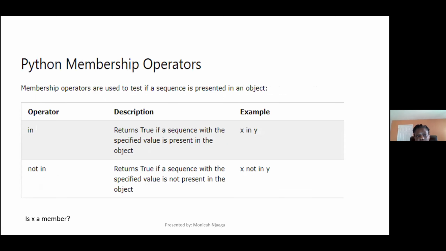All right, so our next set of operators are called membership operators. And these ones are: you a member or not? Are you in this class today or not? So assuming you had a basket with apples and bananas and oranges. If you are to check if the basket has apples, the answer would be true. So it returns true if a sequence with a specified value is present in the object.